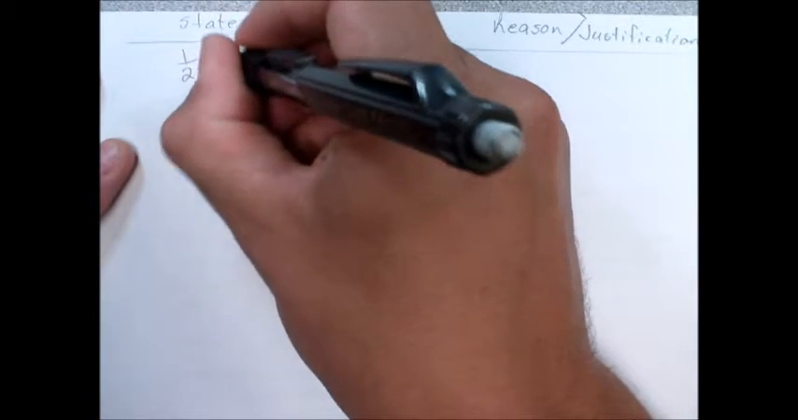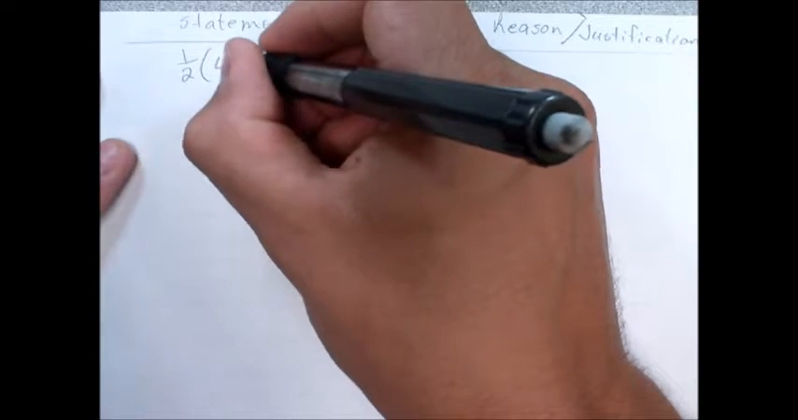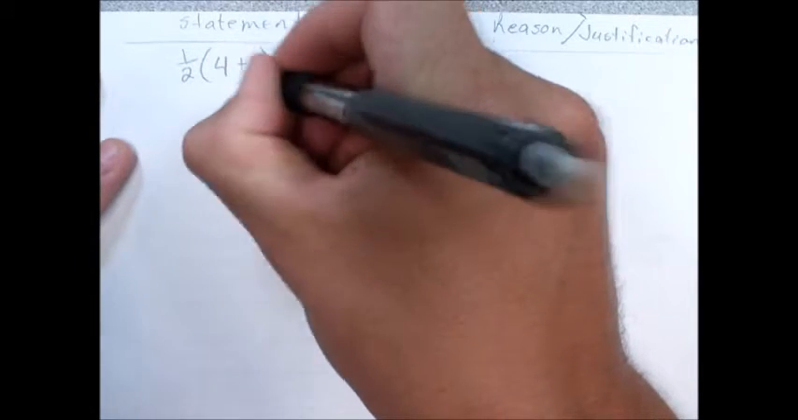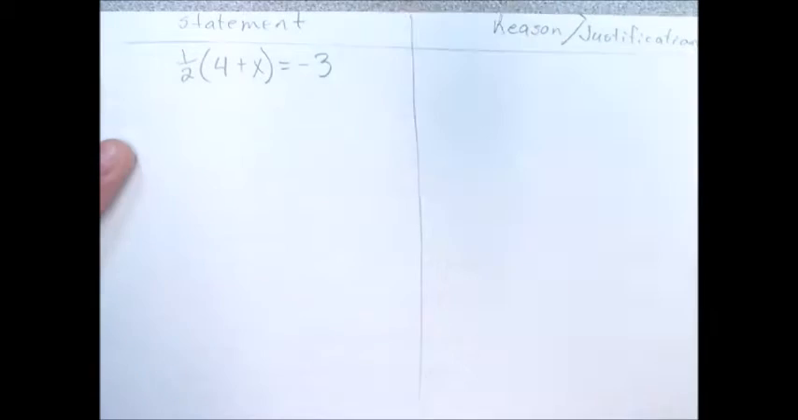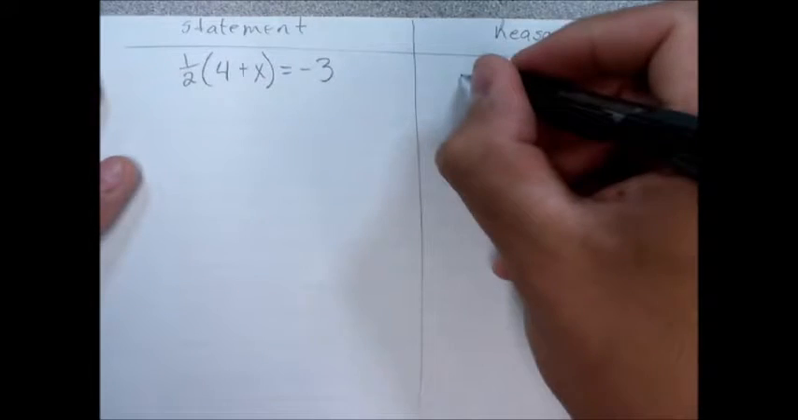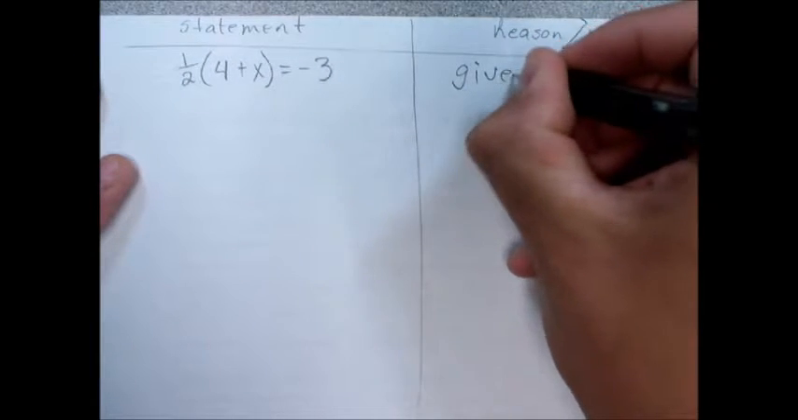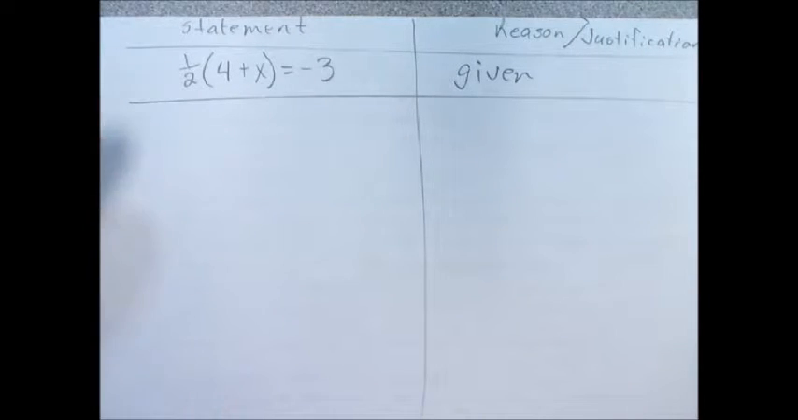So to start with, we're given the problem 1/2 multiplied by, in parentheses, 4 plus x, close parentheses, equals -3. We're going to solve this. So, the first reason, well, that was given to us, so I'm just going to write it down. That's given. I don't need to do anything special there. It was given to us. Okay? Pretty much every step of every, we'll call this a proof, of every proof is a given statement. Okay? Pretty much the first step is always going to be a given.